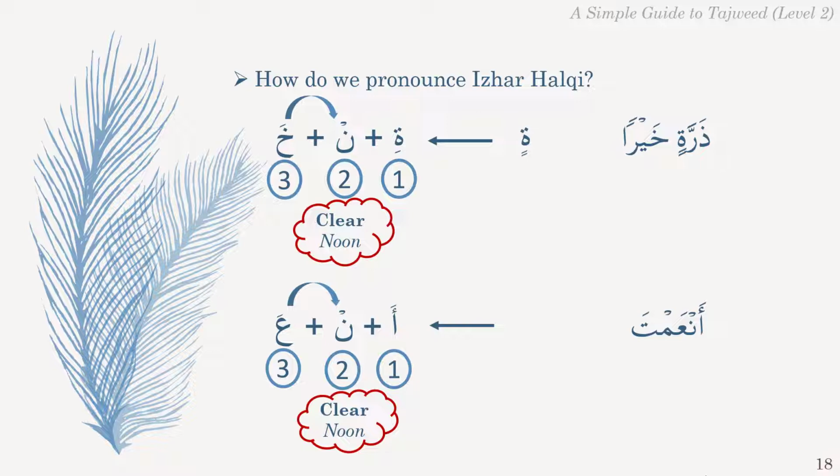Always remember that there are three things that we must pronounce when reading Tanween or Noon Saakinah, as we mentioned in level 1 Tanween lessons. Number 1, the letter with Tanween or the letter before the Noon Saakinah. Number 2, the Noon Saakinah, which in this case is clear due to Izhar Halqi. Number 3, the letter that follows the Tanween or Noon Saakinah, which is what decides which rule we apply to the Tanween or Noon Saakinah and how we will read it accordingly.